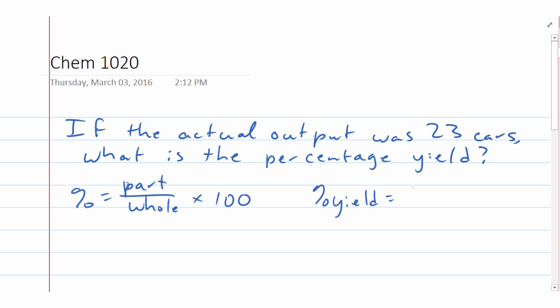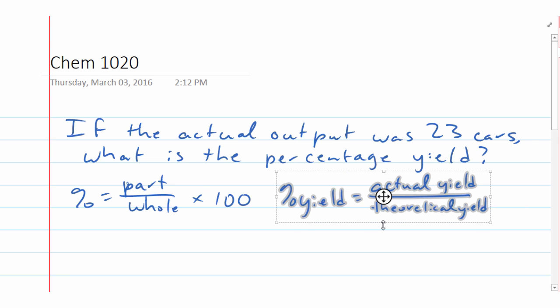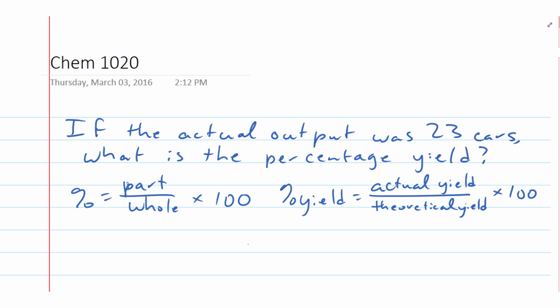So if we're dealing with chemical reactions, or talking about percentage yields, we want to look at the part, which is going to be the actual yield. We want to divide that by the whole amount, which is going to be the theoretical yield. And then we take that result and multiply it by 100. So it's the same thing. It's the part over the whole times 100. If you go back to the making of your parts in the factory, you take your actual number of parts that you turned out, divide it by the number that you could theoretically make, multiply that by 100, and that'd be your percentage yield.